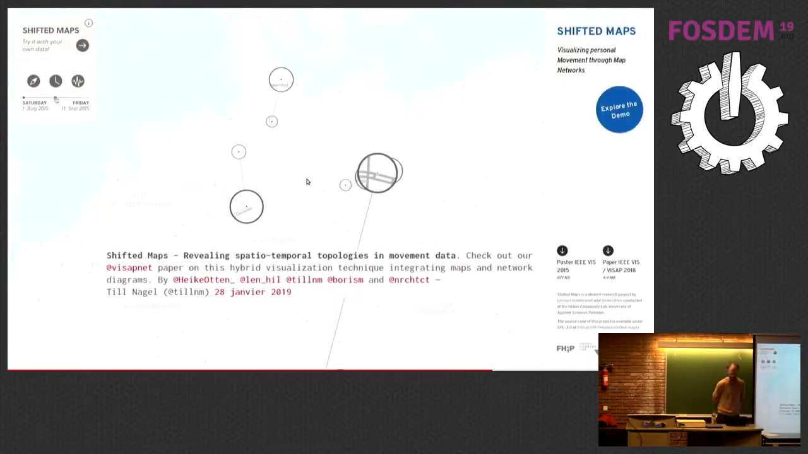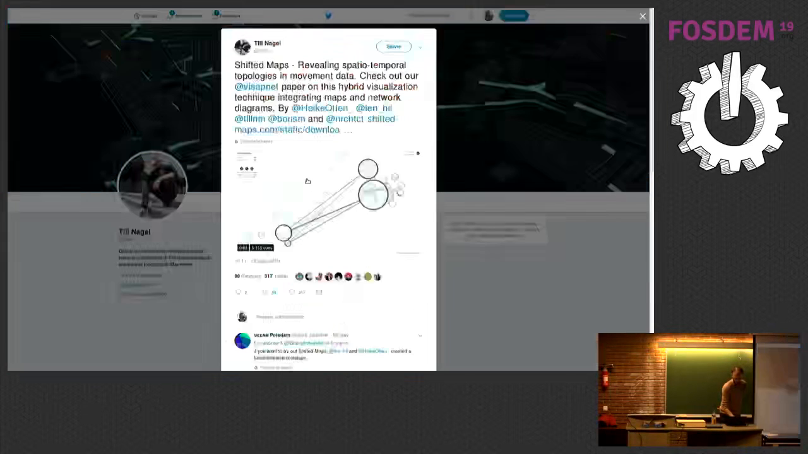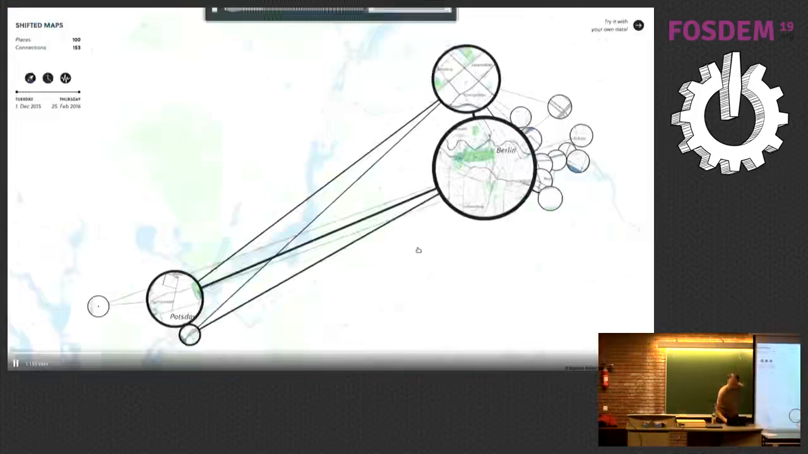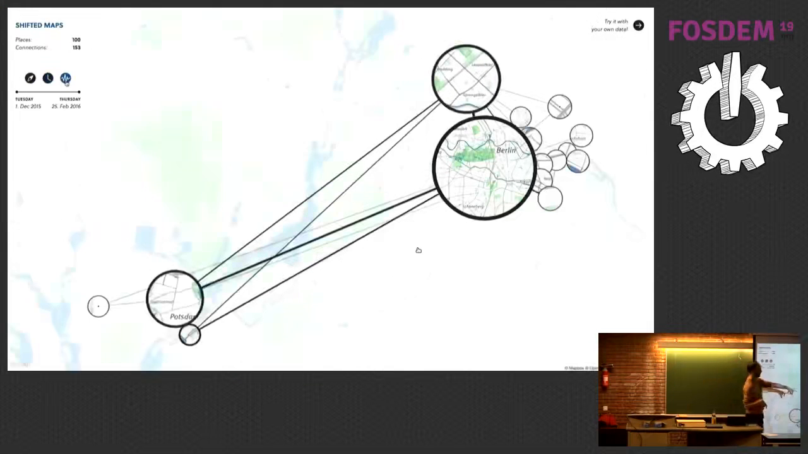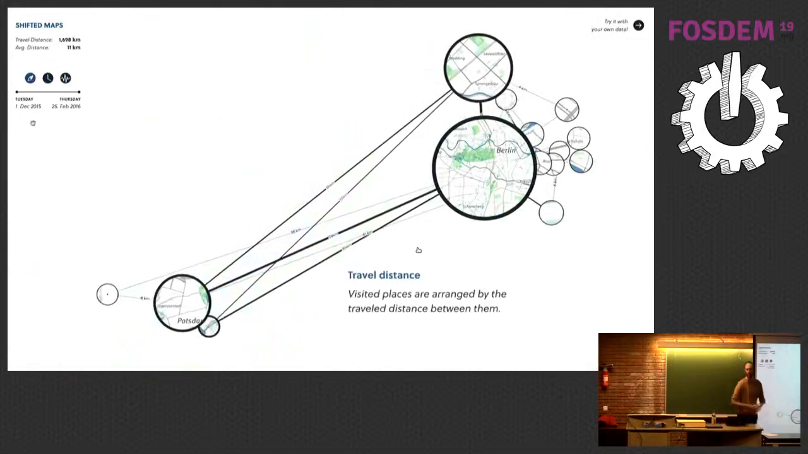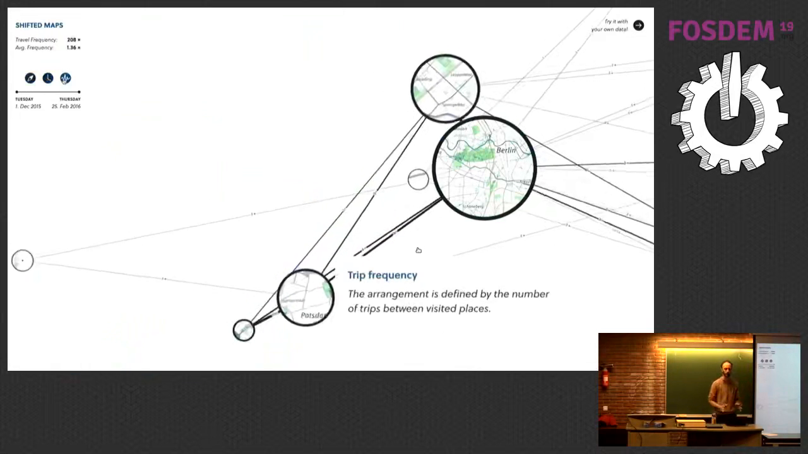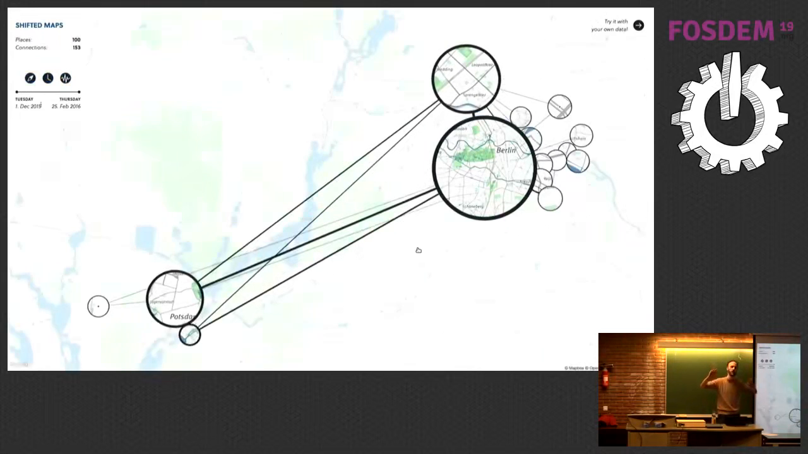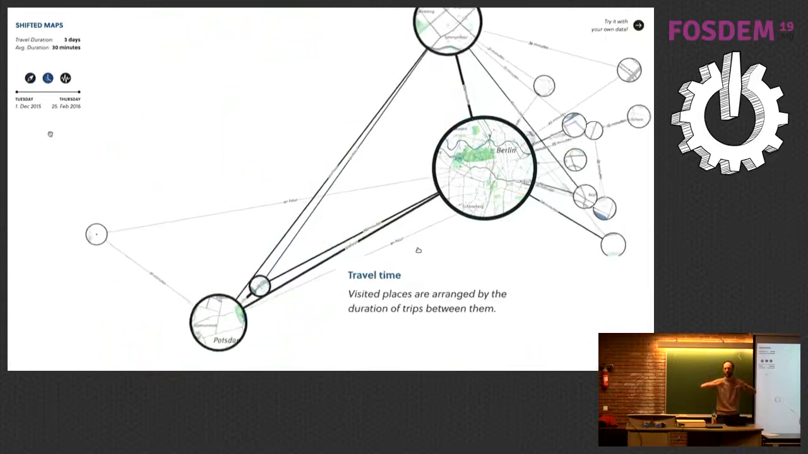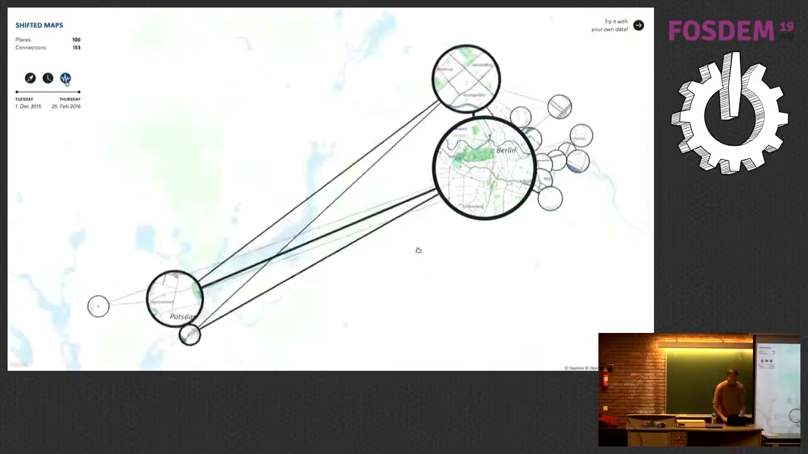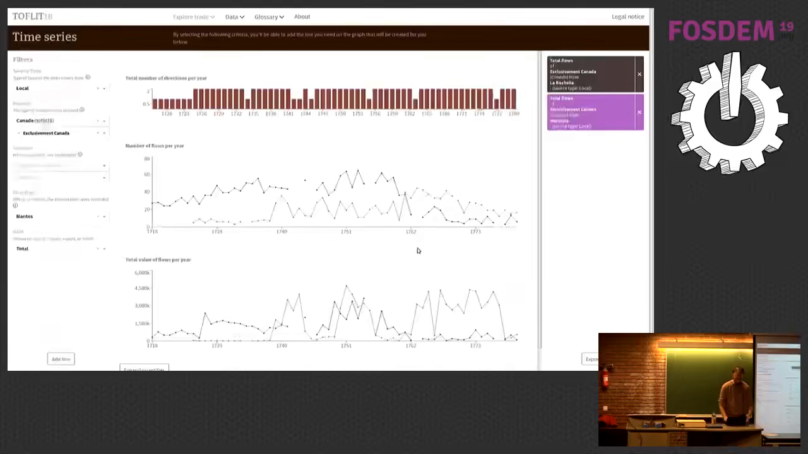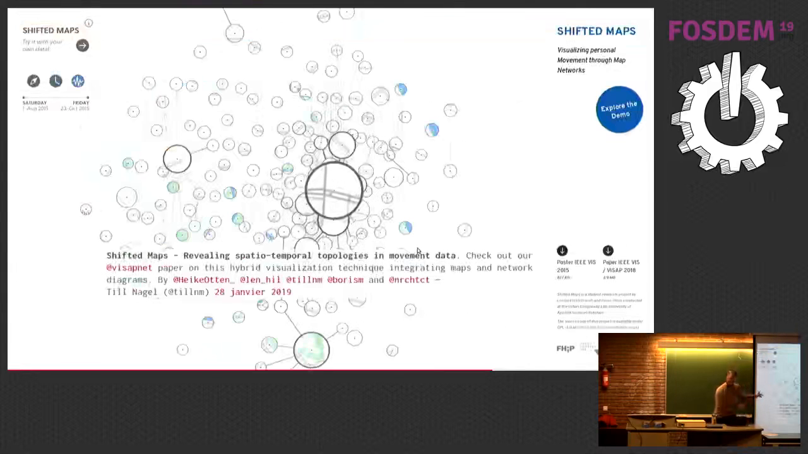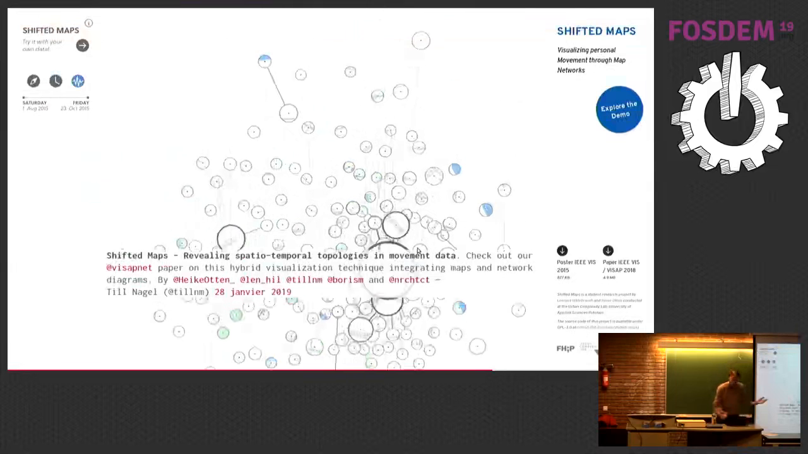This is something I stumbled upon on Twitter recently. Just to show my point, it's a geographical map with a network, and then the map is distorted by the network structure. That's exactly what we want to do, to see how the geographical layout is modified by the links between the places. So that's not from our team, right? It's a shifted map from those guys, Till Nagel. There is a link to the paper here.